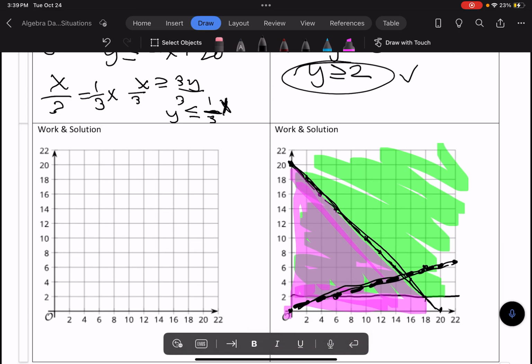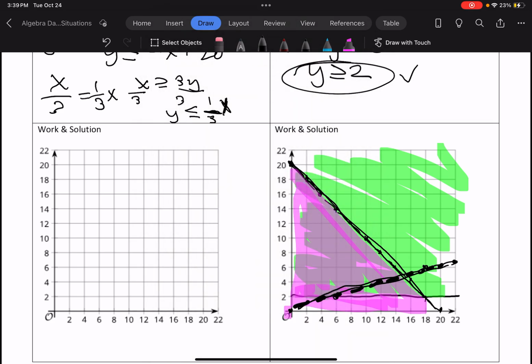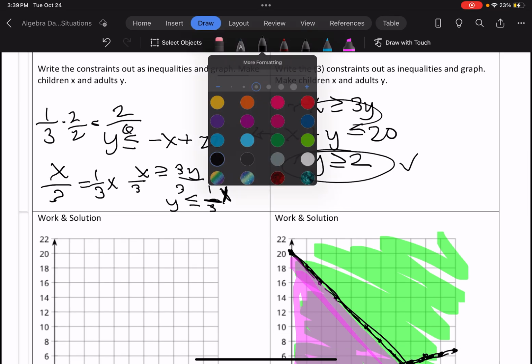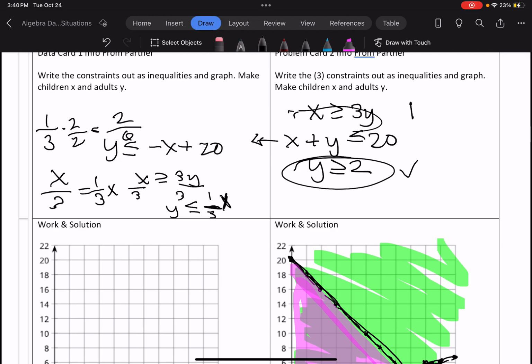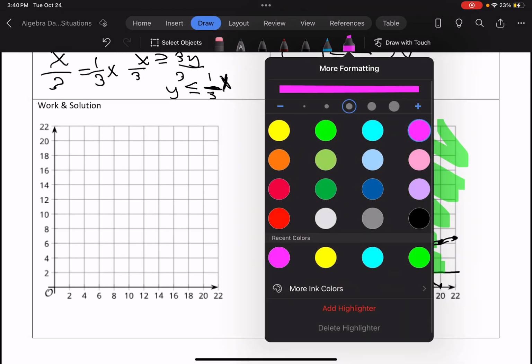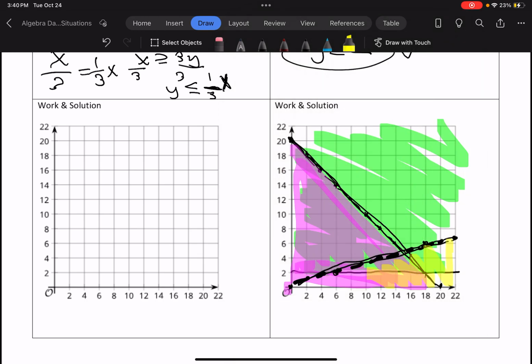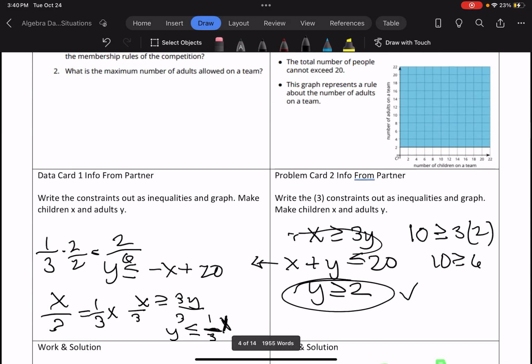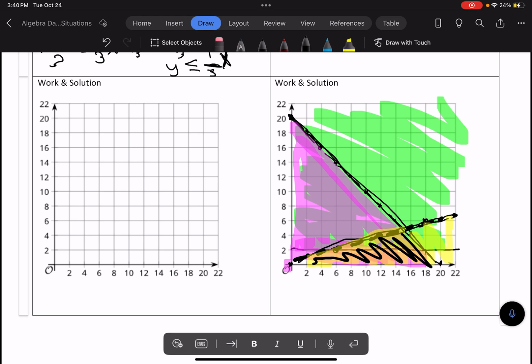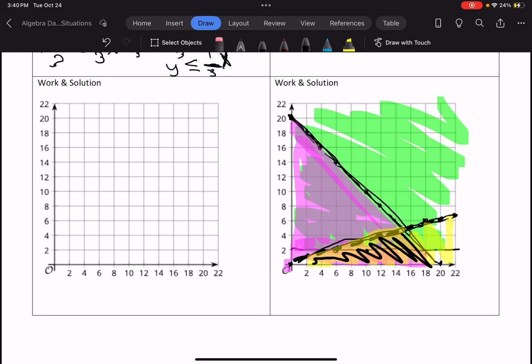Let's try 10, 2. If I were to plug in 10, 2, would that work for this or not? There we go. 10 is greater than or equal to 3 times 2. 10 is in fact greater than or equal to 6. So that tells me for this other line, let's change our highlighter color, I'm going to graph below the line. And so now the area that is shaded in for all 3 is in this triangle right here. So that'll help you then to answer the questions, right, and graph this. We can say which combinations of children and adults would work. All right?